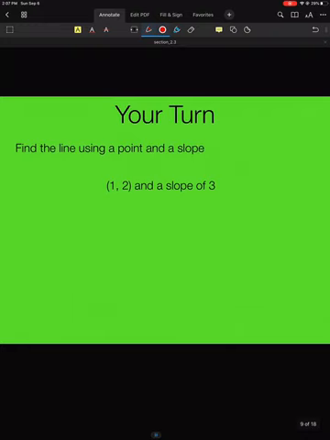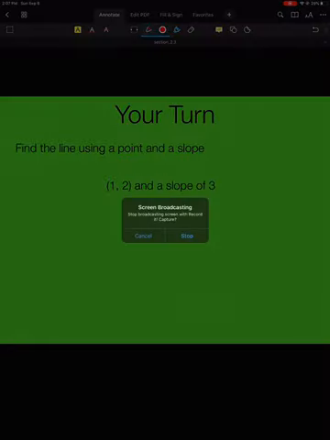For your turn at the end of this video, I want you to use the point and the slope, 1, 2, and a slope of 3, to find the equation of the line in point-slope form.